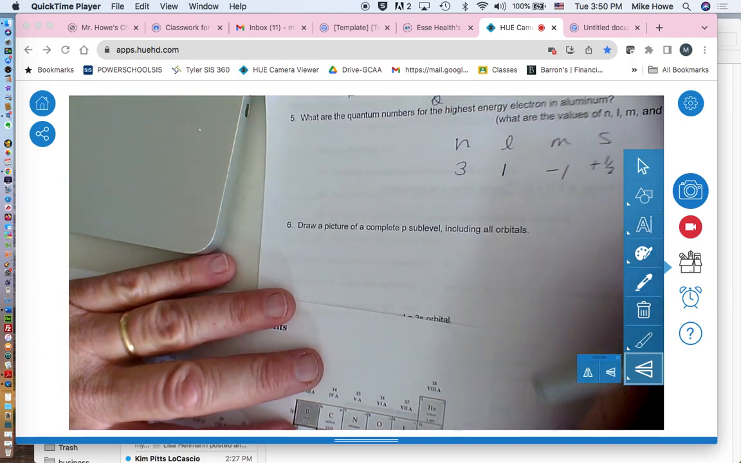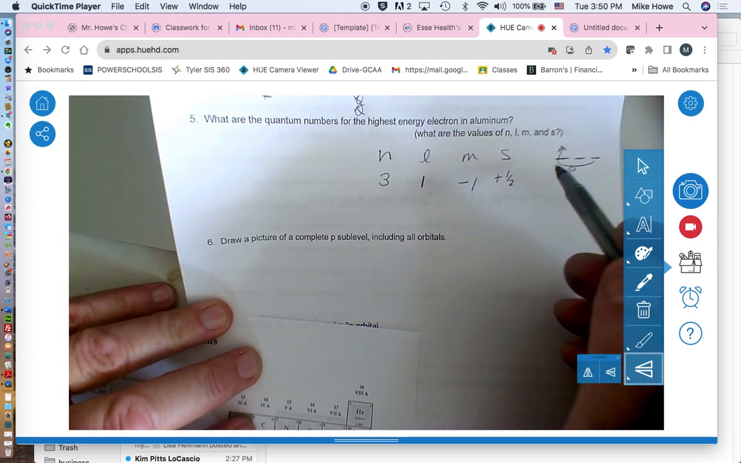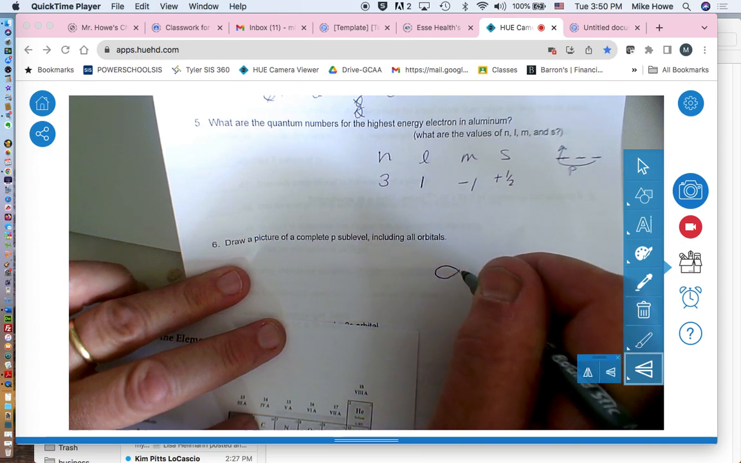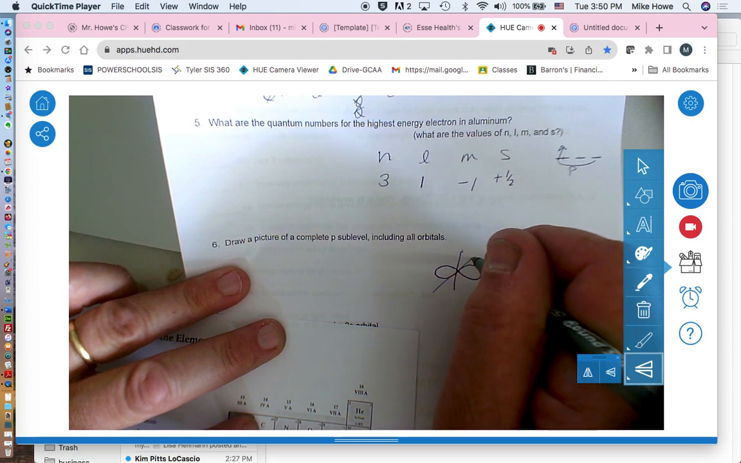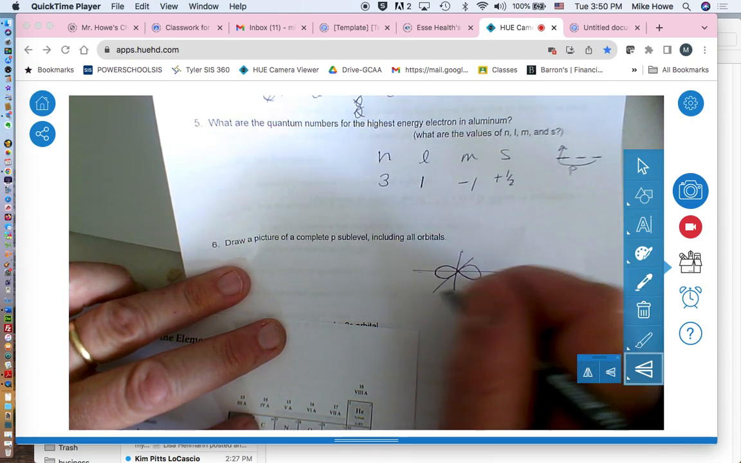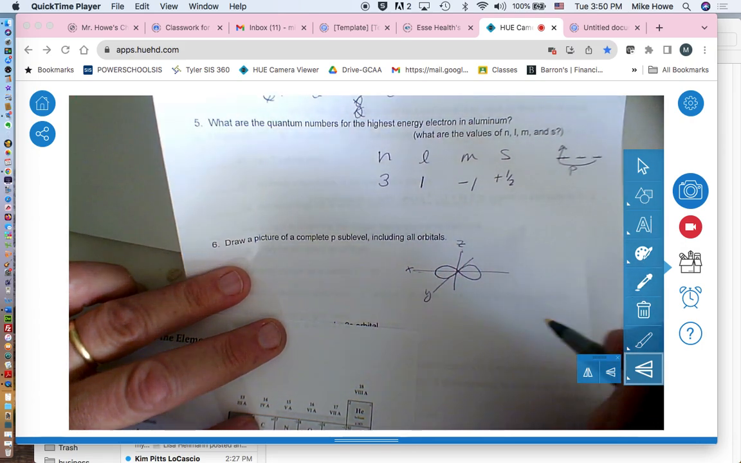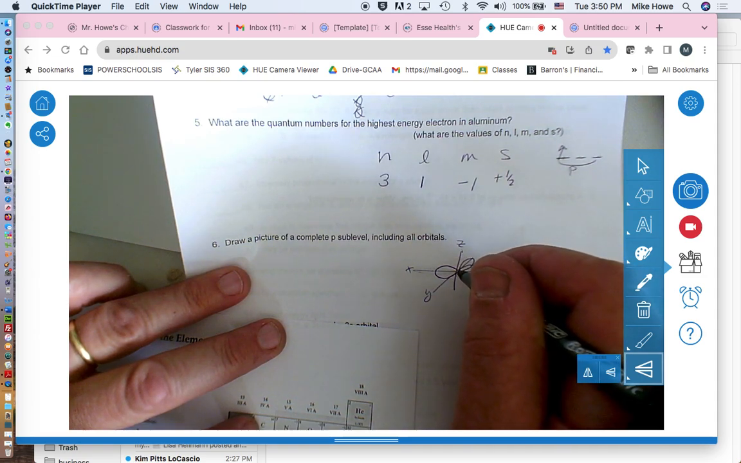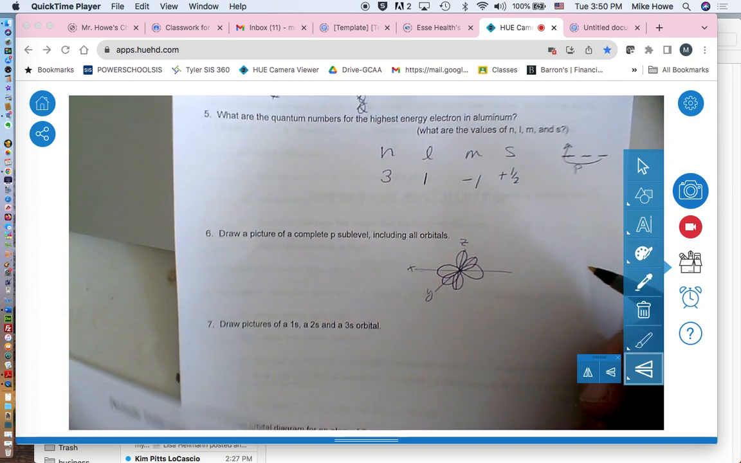Draw a picture of a complete p sublevel, including all orbitals. So really what we're saying is, what do these 3 orbitals look like? Here they are. You have a dumbbell shape laying on the x-axis, like that. So I'll put these axes in here. We'll call this one X, we'll call this one Y, we'll call this one Z. So there's the x-axis, and we have a y-axis orbital, like that. And then the z-axis would be perpendicular like this. So there's your p sublevel.